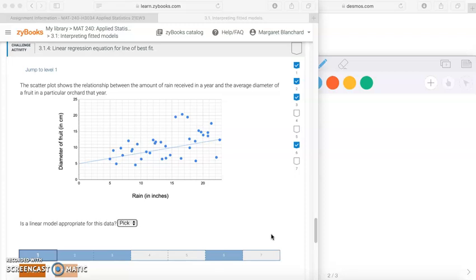The scatter plot shows a relationship between the amount of rain received in a year, that's your X down here, and the average diameter of a fruit in a particular orchard that year. That's your Y, your response variable. Is a linear model appropriate for this data? I mean, it does show an overall linear pattern, and I think it would be reasonable to go ahead and say yes. So let's check our answer.